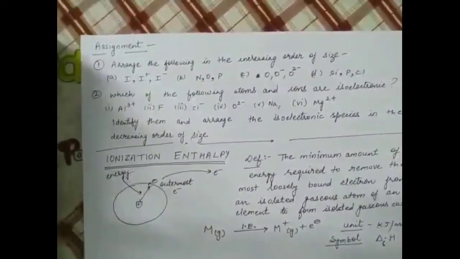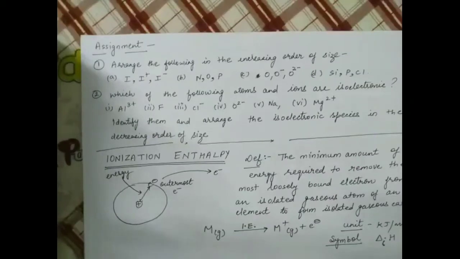Okay, now we are moving to the next periodic property, and this periodic property is entirely new for you. You have not learned about this property in your 10th class, so try to understand this thing and listen very carefully. So the second periodic property that we are going to discuss is ionization enthalpy. So first we'll understand the meaning of this term ionization enthalpy.